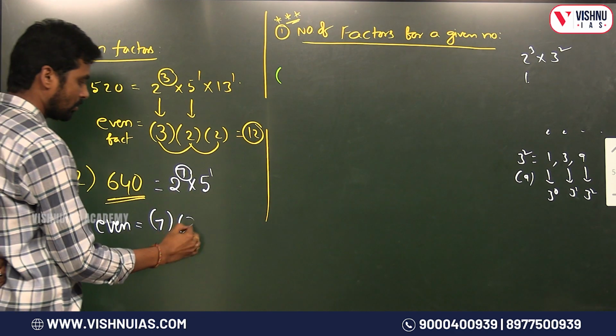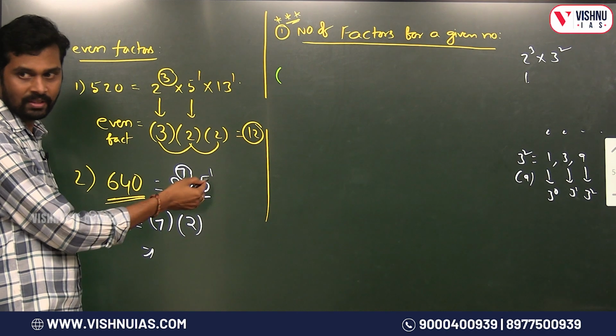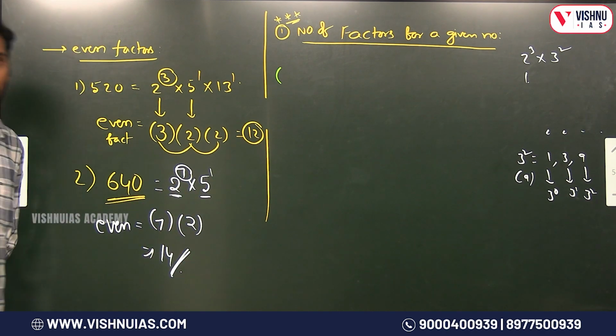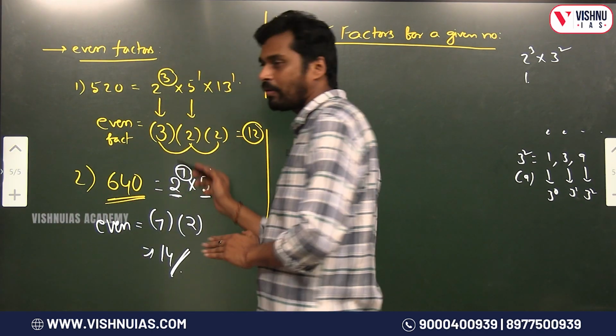1 plus 1 is what? 2. So what is the power of 2? 7. And this number is 5 power 1. Add plus 1. 1 plus 1 is 2. 7 into 2 is what? 14. There are a total of 14 even factors. A little difference is only that we are taking the 2 power directly.